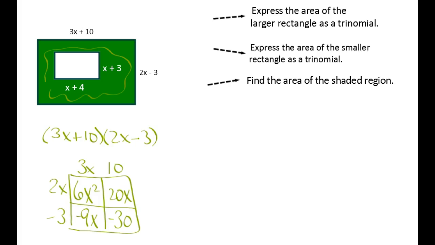Alright, so let's write our terms combined. We get 6x squared, and 20 and a negative 9, so 20 minus 9 is 11x, minus 30. And I'm going to leave it right there because that's all I can do for now. Now I've got to find the area of that little white rectangle on the inside, and that would be x plus 4 times x plus 3.